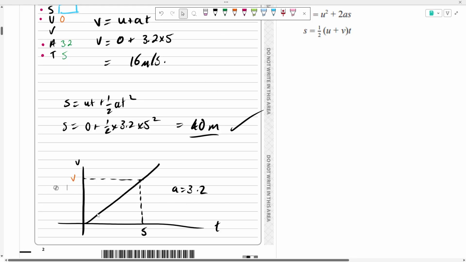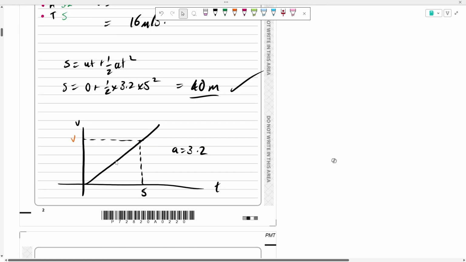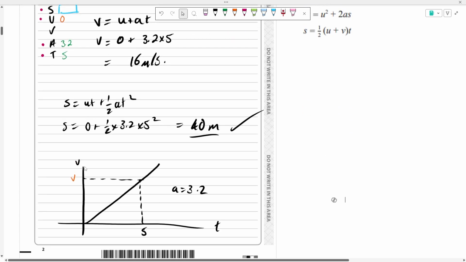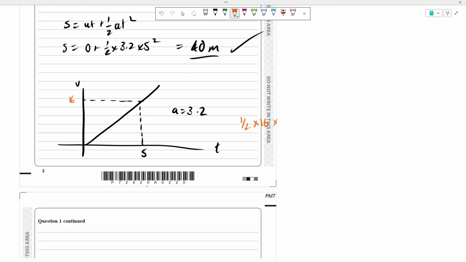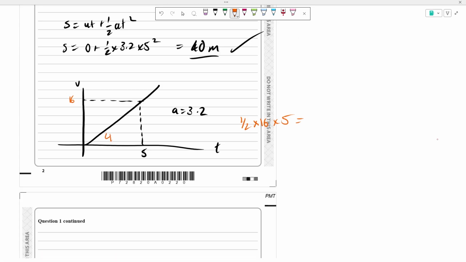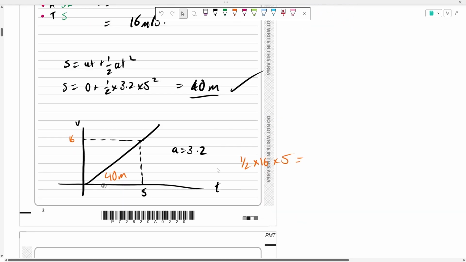Then the area underneath this graph would be your triangle, which is a half times your time. The area underneath this graph is going to be your distance traveled essentially. If we worked out the velocity here was 16, this would just be a half times 16 times 5, and I believe that should still give us the same answer. A half times 16 times 5. As you can see, it still gives us 40. So it doesn't really matter which method you use. Either way is fine. In some cases, it might be just better to use this.